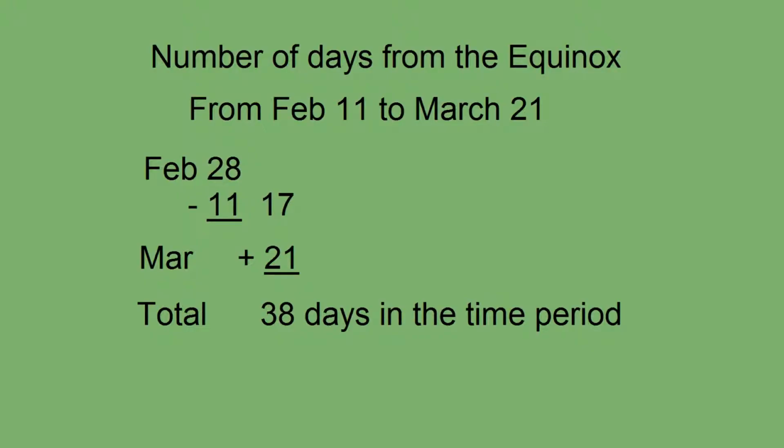Now, compute the number of days from the equinox to the date in question. So what you want to know is the number of days from February the 11th to March 21st. To make this computation, consider that February normally has 28 days and subtract up to and including today's date, the 11th, and that leaves 17 days in February. Then consider the 21 days in March, and you add the 17 days left in February with the 21 days in March, which means there are a total of 38 days in the time period from February 11th to March 21st. To be consistent and to help eliminate confusion, always work from the equinox, even if it falls at the end and not at the beginning of the season, as it does in this example.